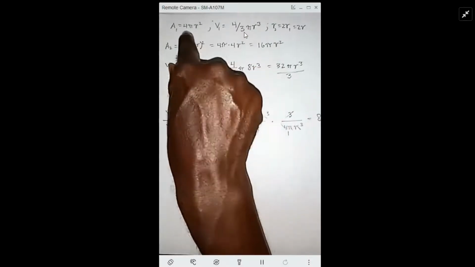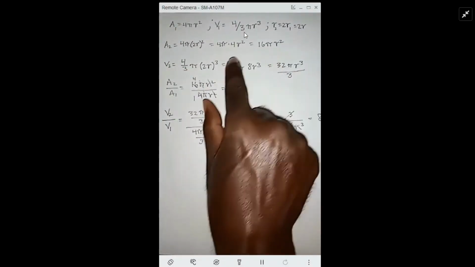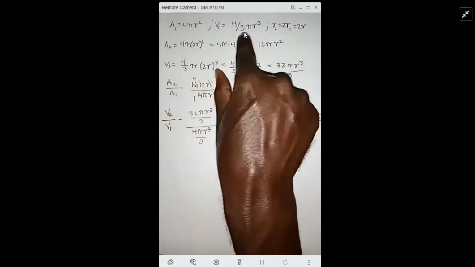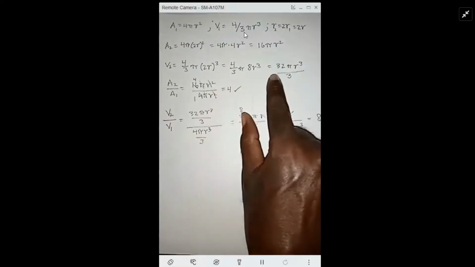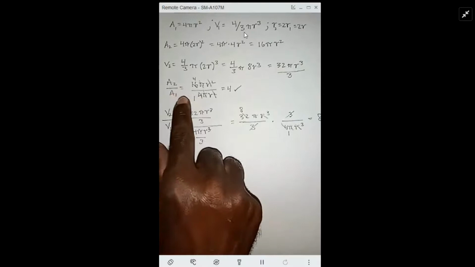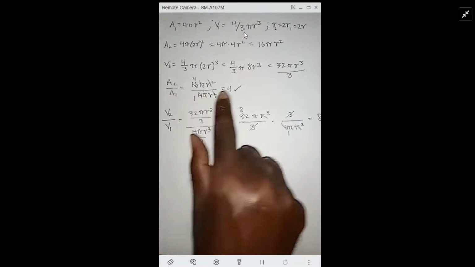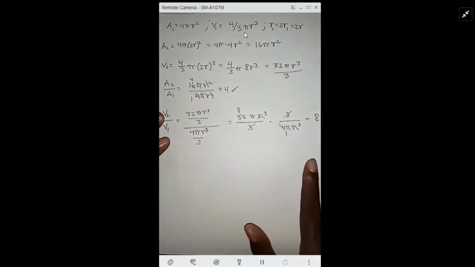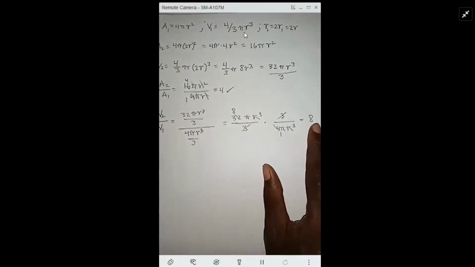This went from 4 to 16. 4 to 16. 4/3 up to 32/3. So A2 over A1, the ratio is 4. V2 over V1, the ratio is 8.